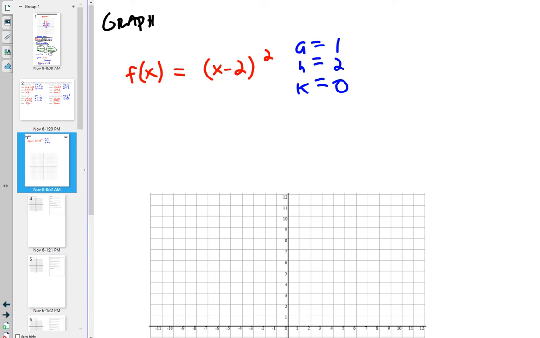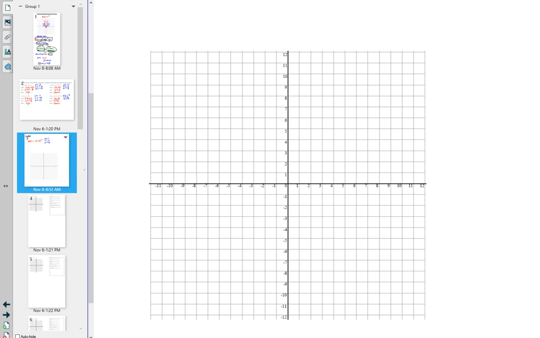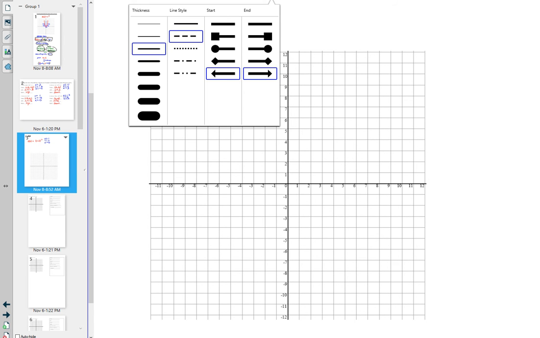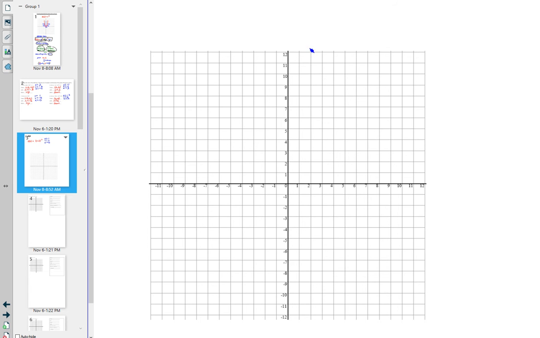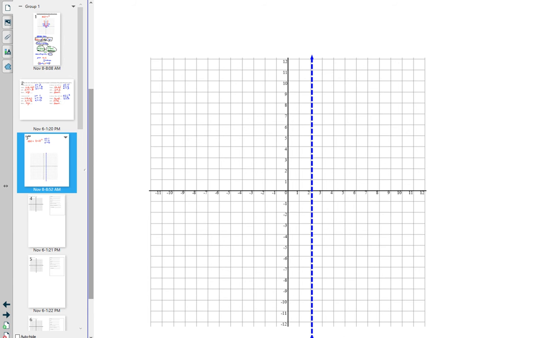So my axis of symmetry is going to be at x equals 2, not -2. So I would find 2 on the x-axis, and I would draw a vertical line through it. My vertex needs to fall on there, and it will. It's going to be at (2, 0).